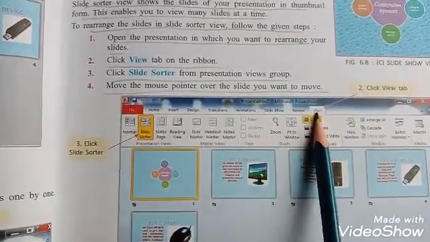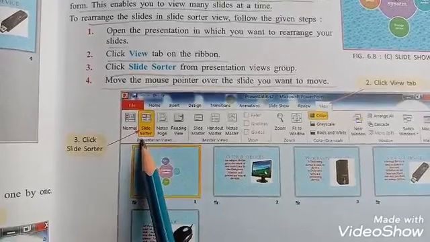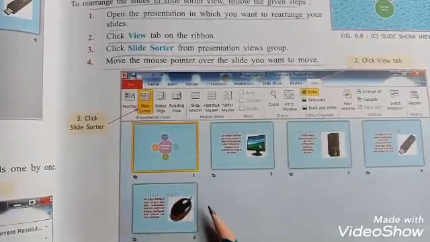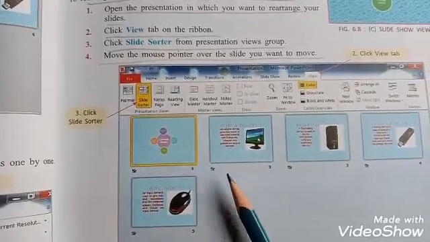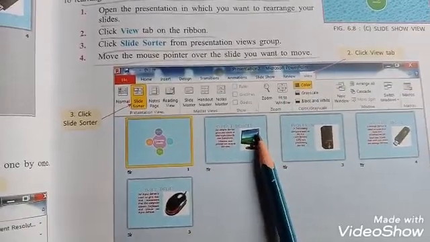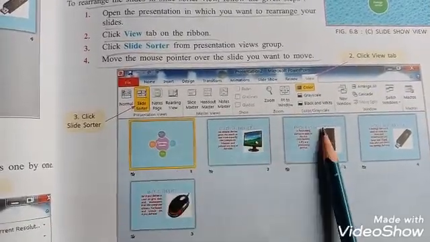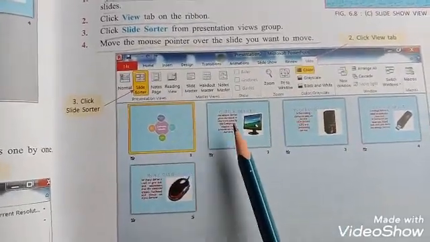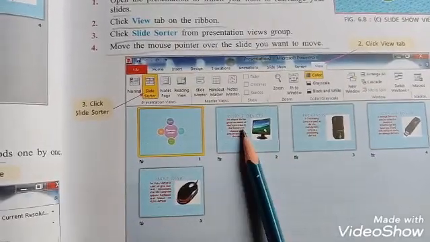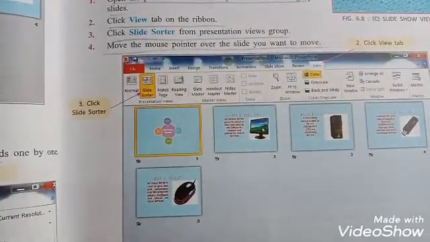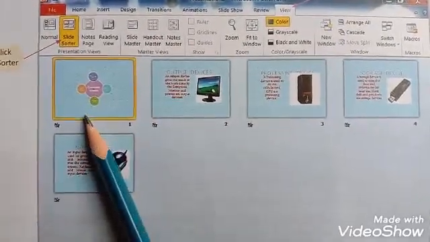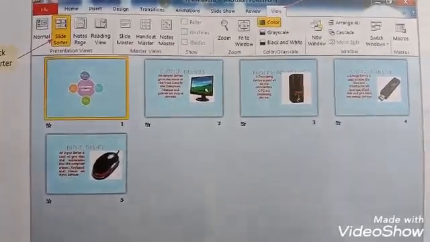Click View tab from the ribbon. Click Slide Sorter View from Presentation Views. Your slides appear on your computer screen in the thumbnails form. Now you can easily rearrange your slides by selecting them with the mouse and dragging. And after going to the required position, release the mouse button.